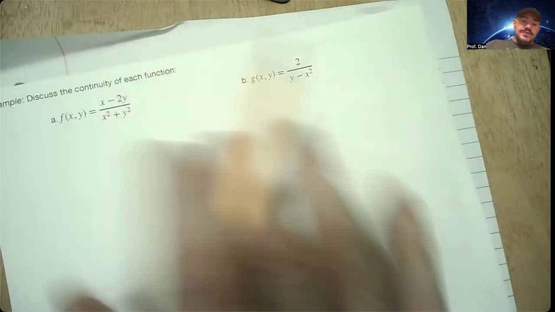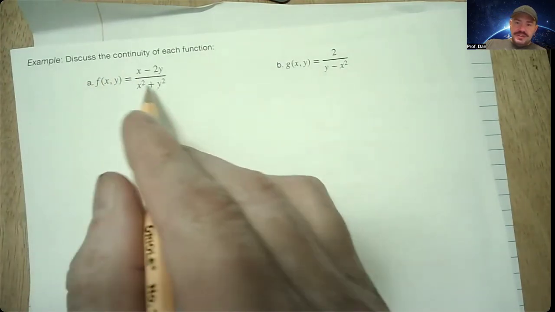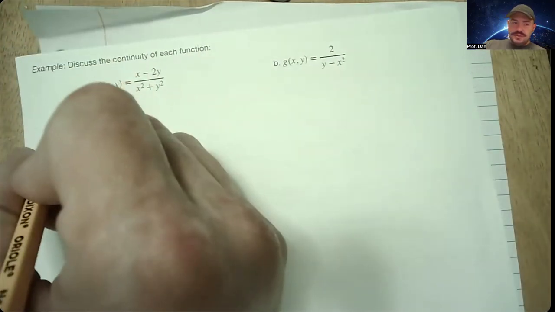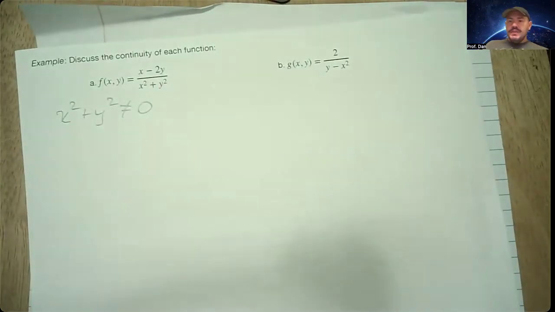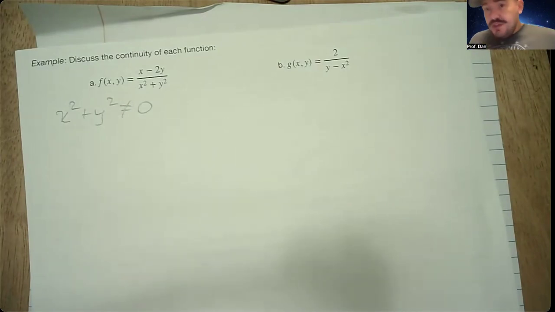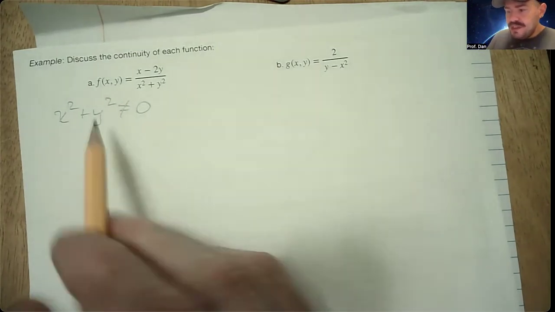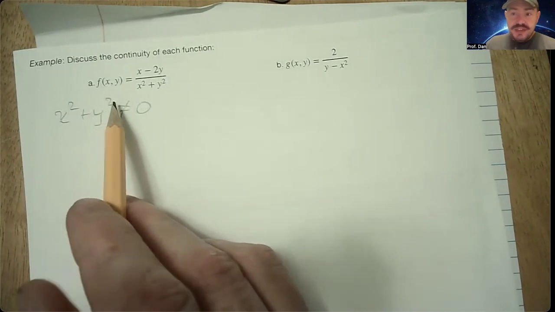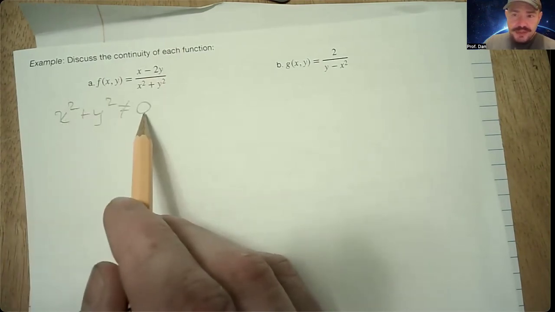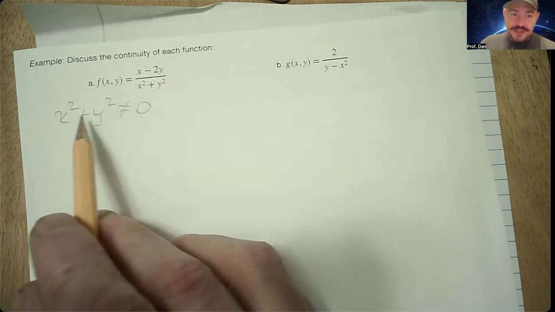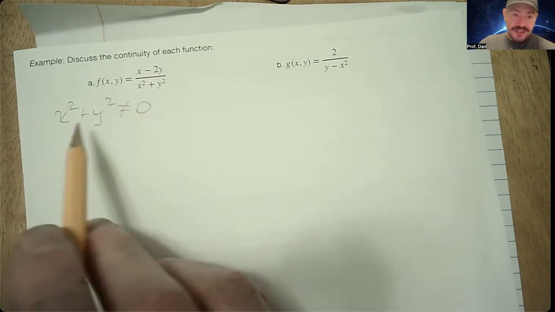So first function, look for math no-nos. Denominator cannot be 0. So x squared plus y squared cannot be 0. Well, remember we said that if you square something, you always get a positive. If I add two positives together, it's not possible to get a negative, right? So there would never be a case where y squared would be the negative of x squared, which means x squared plus y squared would only be equal to 0 if x and y were equal to 0.